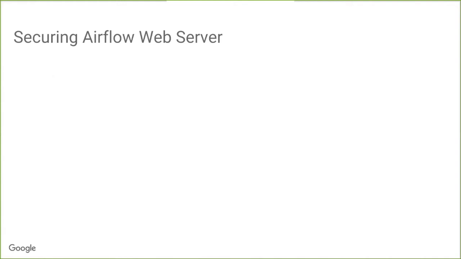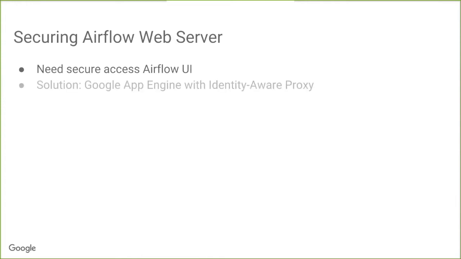So let's dive into how we're securing our Airflow web servers. A lot of you might have monolithic Airflow setups, maybe not. What we decided with this architecture is your Airflow setup's going to be at the scale of maybe your team or just yourself. So you're the only person, or your team's the only group of people putting DAGs in a particular Airflow setup. So you need secure access to these Airflow UIs. And the solution we came up with is using Google App Engine behind identity-aware proxy.